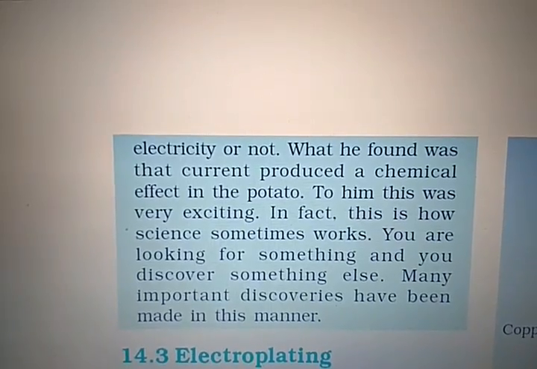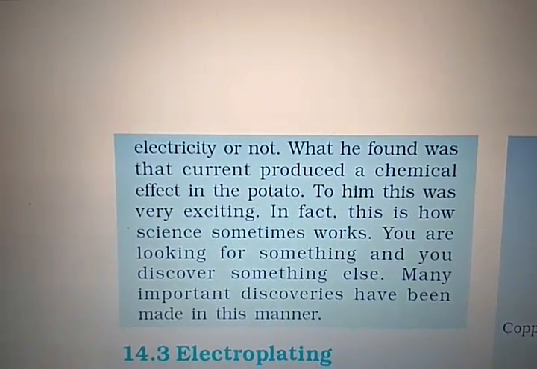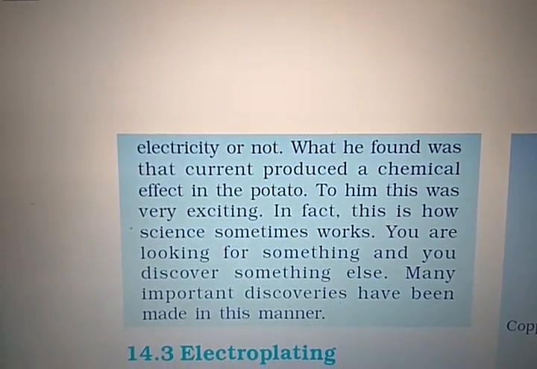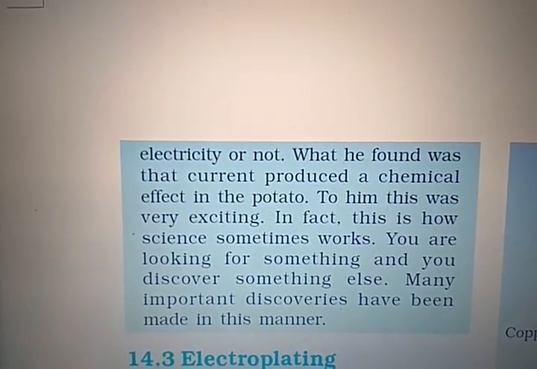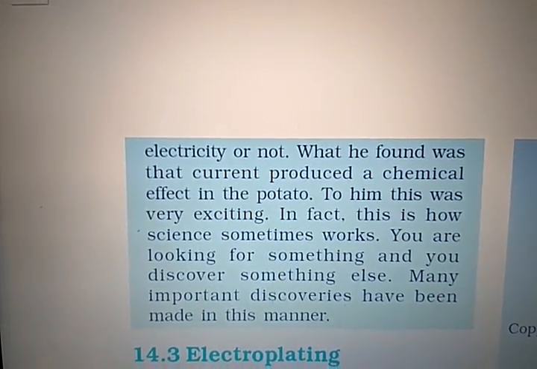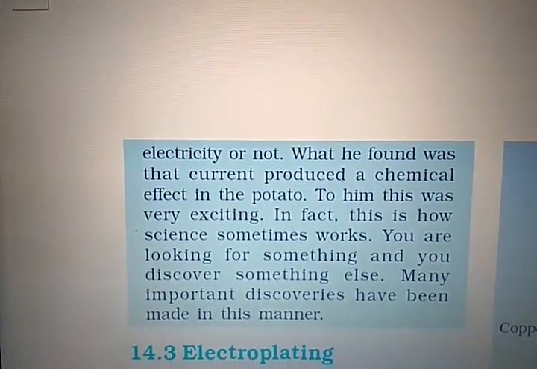In fact, this is how science sometimes works. You are looking for something and you discover something else. So many important discoveries have been made in this manner.